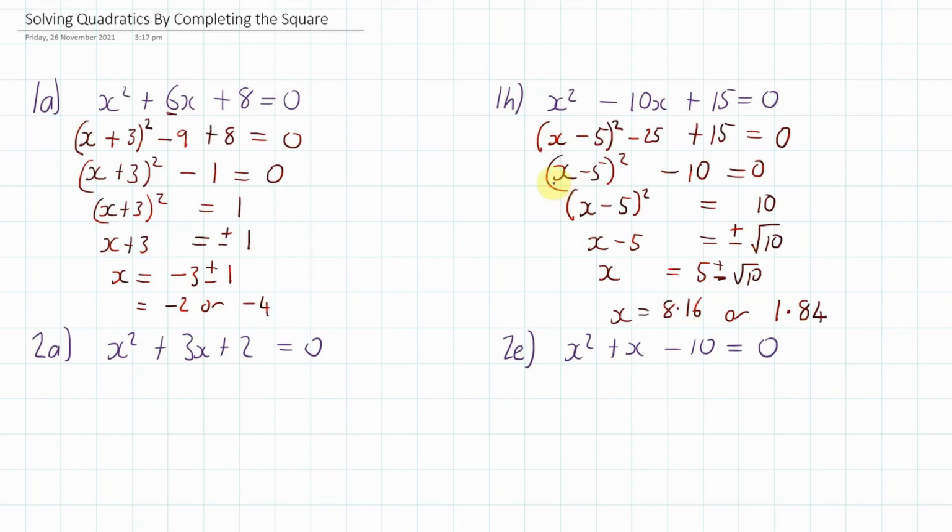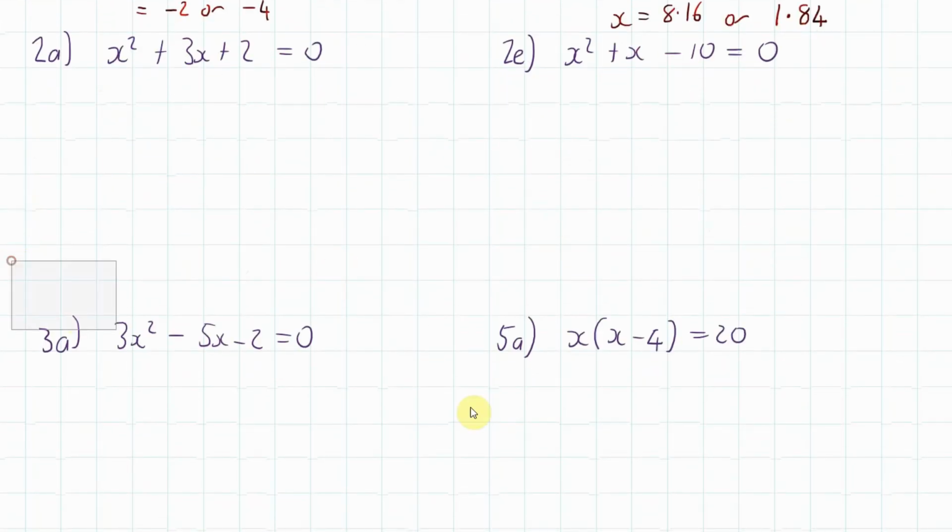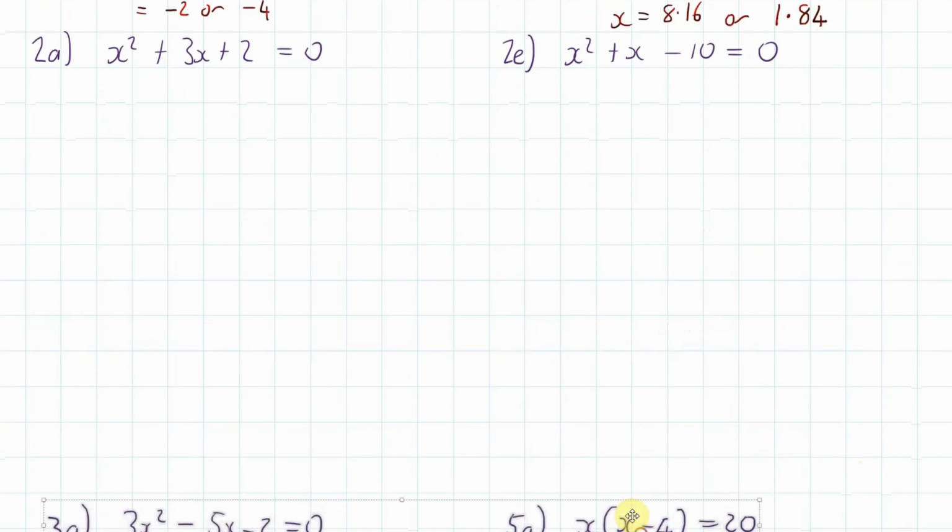1.84. Okay, so those ones are the easy ones in set 1. But when we move to set 2, things get a little bit more tricky. So why do they get more tricky? Well, let's have a look. What happens here when we try and halve that 3? Okay, so we can just write it as a fraction like this.